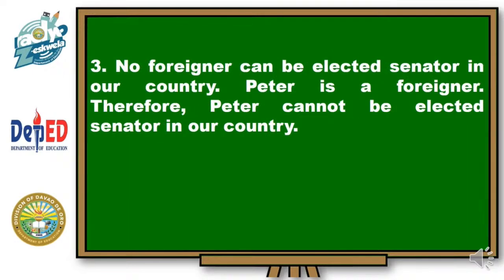Now, let's proceed to item number 3. Situation number 3 says, no foreigner can be elected senator in our country. Peter is a foreigner. Therefore, Peter cannot be elected senator in our country.